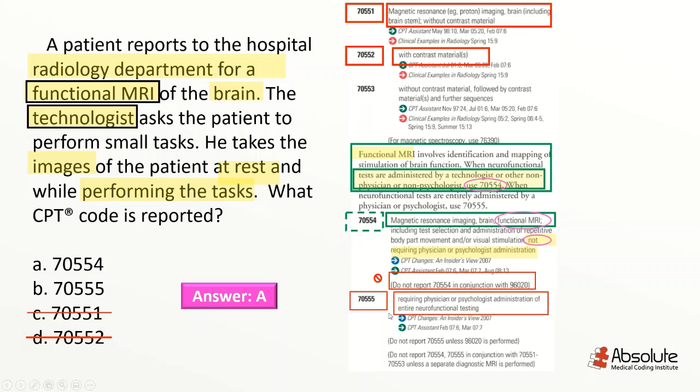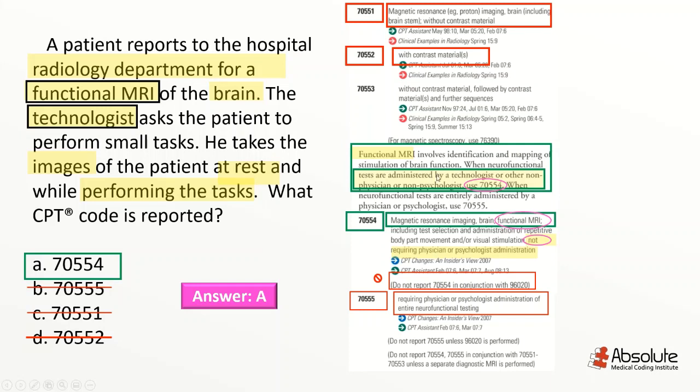But what is this 70555? The only difference is this one requires a physician or a psychologist to administer. That is the only difference. And that's not who administered it. It was a technologist. So this 70554, that is your code. So yeah, use all this good stuff right here. It gave us an indication of the proper code before we even got here.